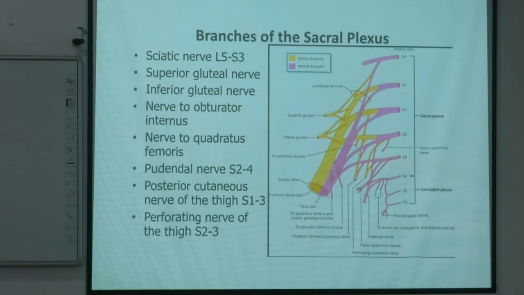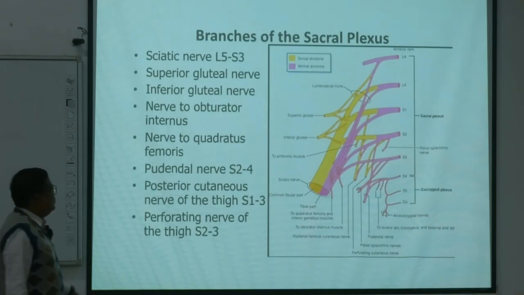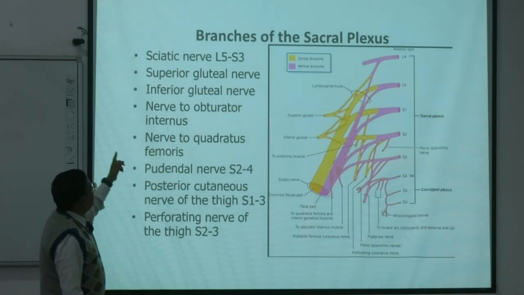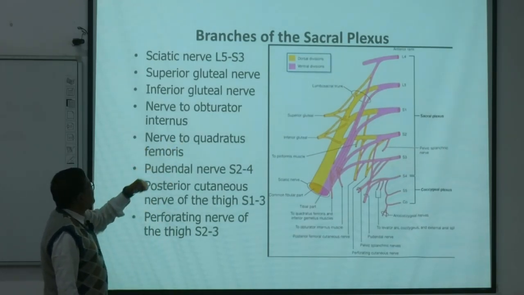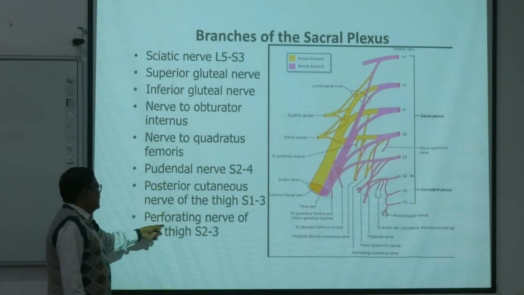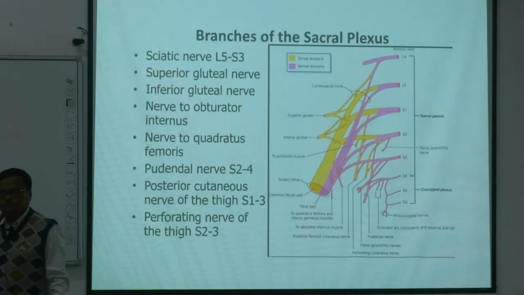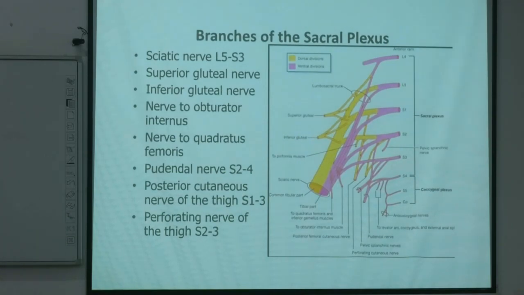They will not ask you about this here; the sacral plexus is a part of your abdomen. But the branches are to be asked, because the branches supply the inferior extremity. So, which nerves will we study? Sciatic nerve, superior gluteal nerve, inferior gluteal nerve, nerve to obturator internus, nerve to quadratus femoris, posterior cutaneous nerve of thigh, and perforating nerve of thigh. Only the pudendal nerve we will not study here. Right? So these are the important nerves.